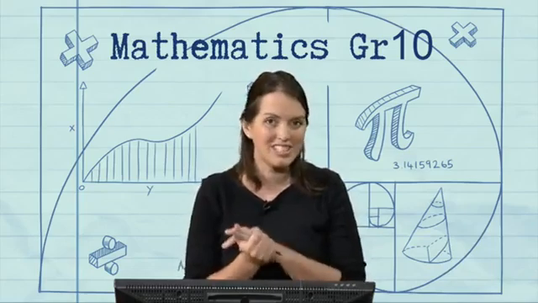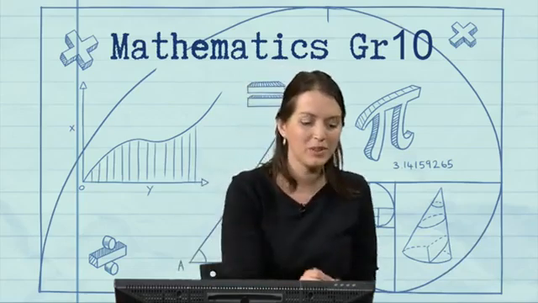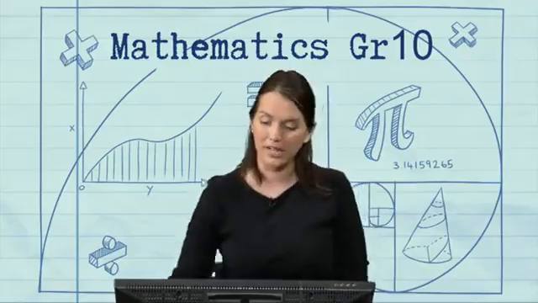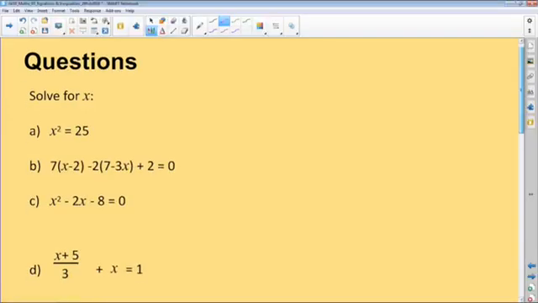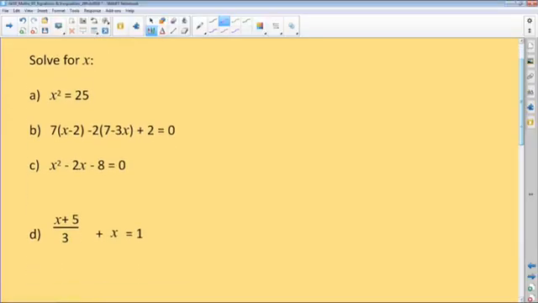Shall we look at the questions that we've got to do today? We're going to start by solving some equations. The first one is x squared is equal to 25. Then we have a long one over here, 7 into brackets x minus 2, minus 2 into brackets 7 minus 3x, plus 2 is equal to 0. Then we have x squared minus 2x minus 8 is equal to 0.